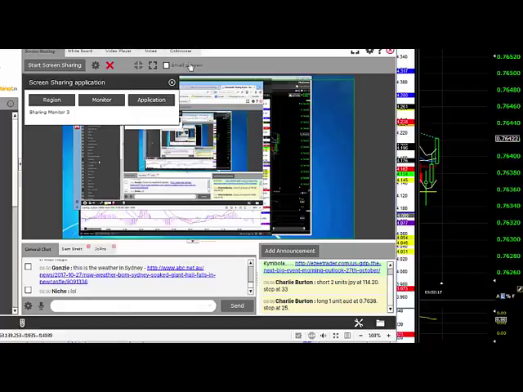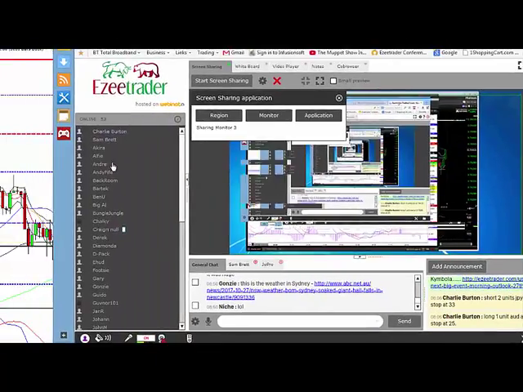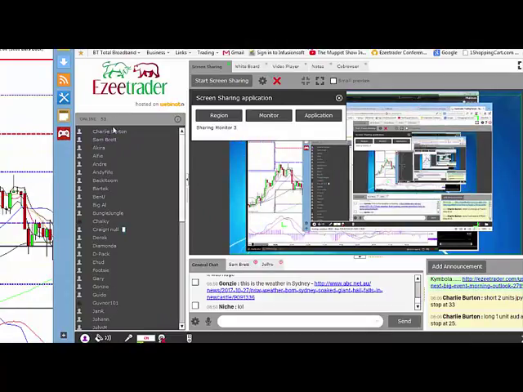So that's within the trading room here, and all the guys are sat along here. They're all logged in. 53 of us in this morning.